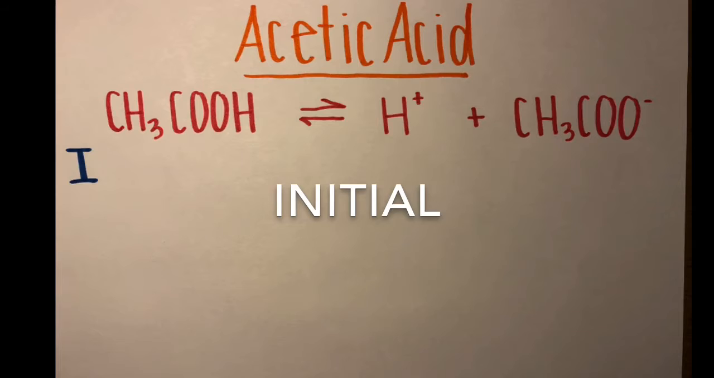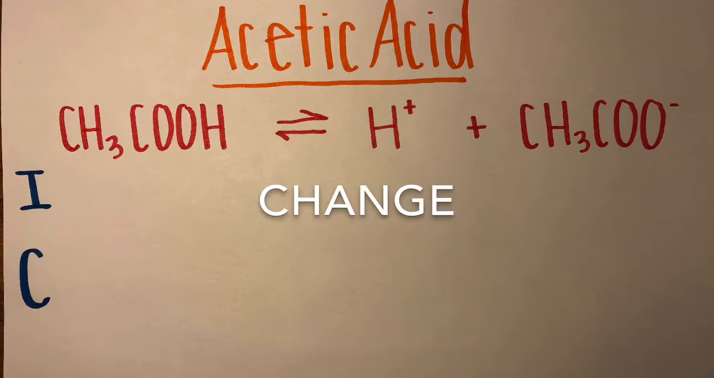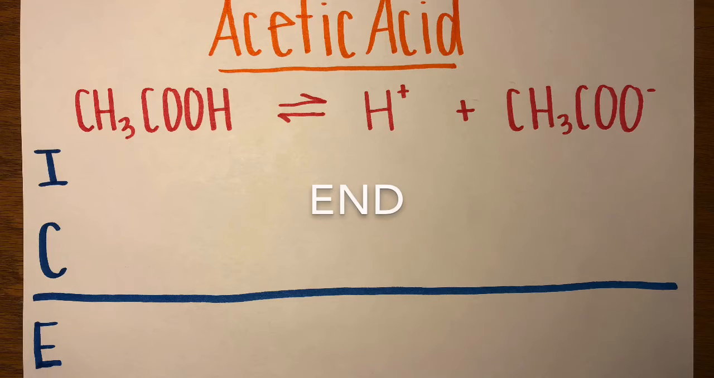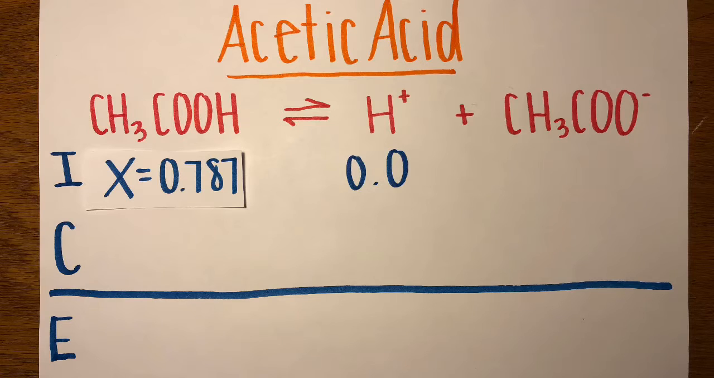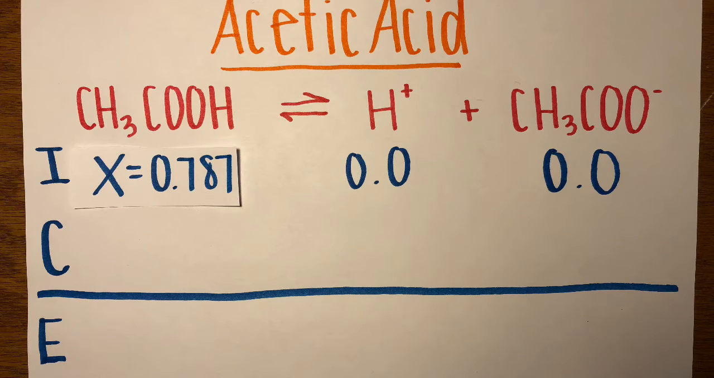In this line, you put the initial or starting amounts. C stands for change. This is where you add or subtract the moles that reacted. Finally, E stands for end, or what you will have when the reaction is complete. Since we started with 0.787 moles of acetic acid, we're going to put that here. Likewise, we have 0 moles of the hydrogen and 0 moles of the conjugate base.